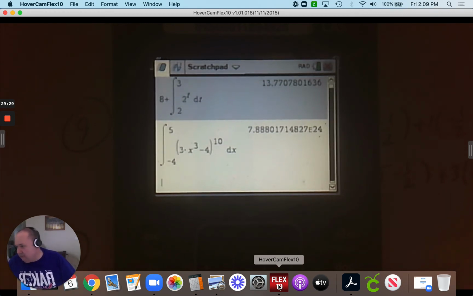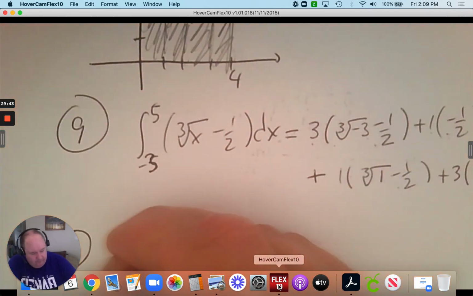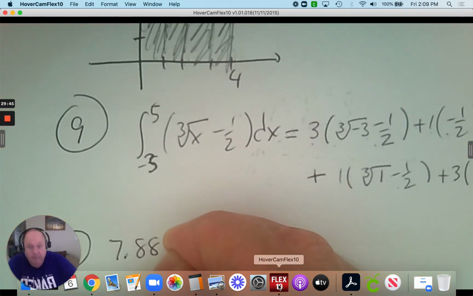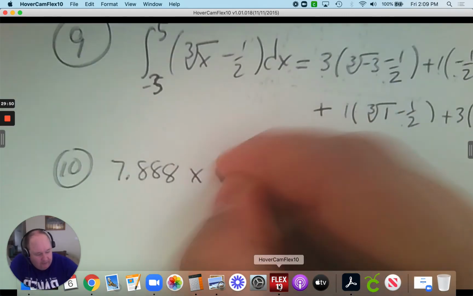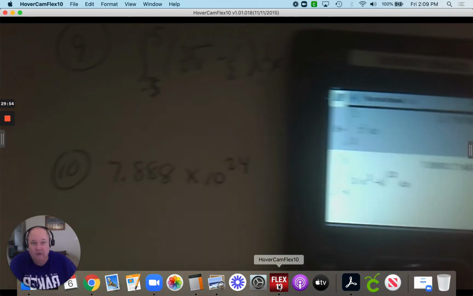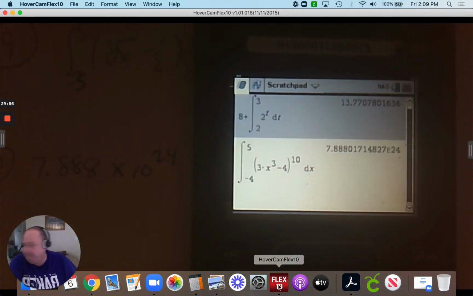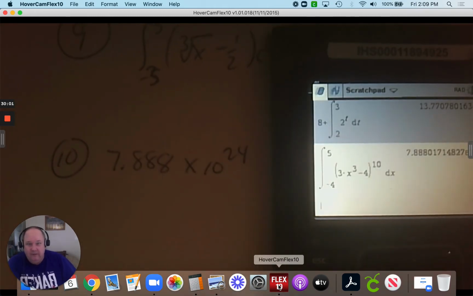So you need to write that in, because the number is so small, actually so big, you need to write it in scientific notation. So that means 7.888 times 10 to the 24. That's scientific notation. This calculator does it. So if you ever see that, then you know what that is.